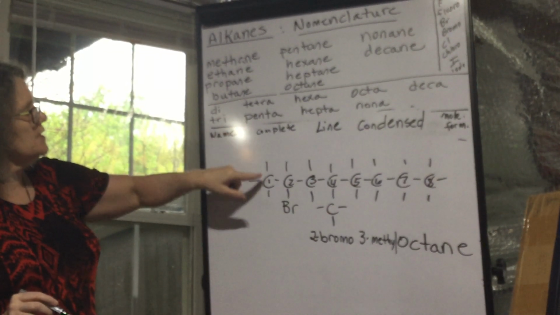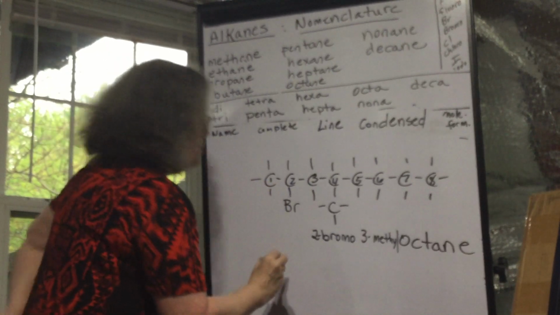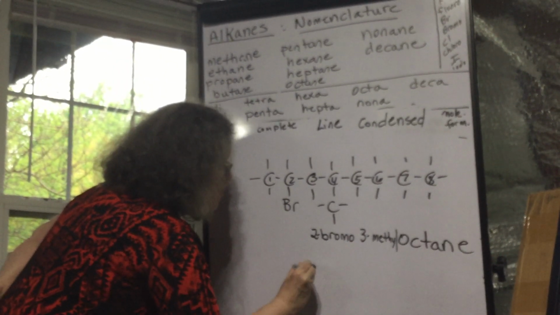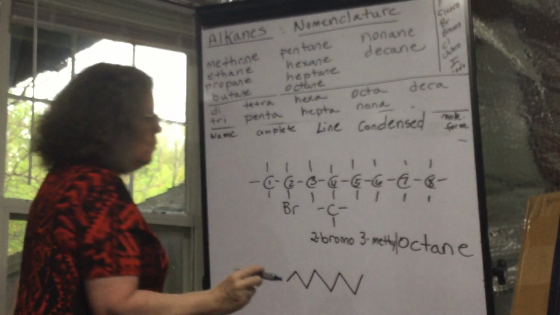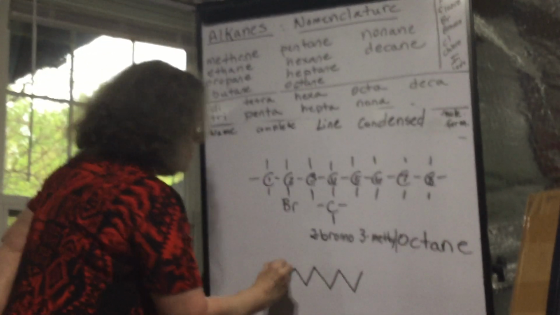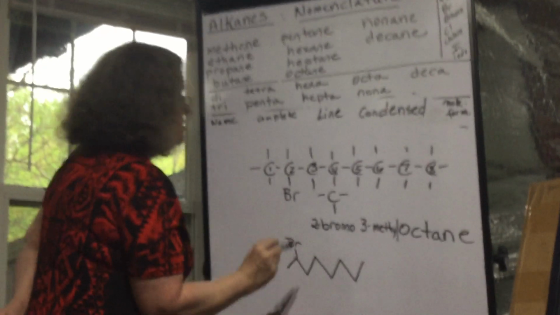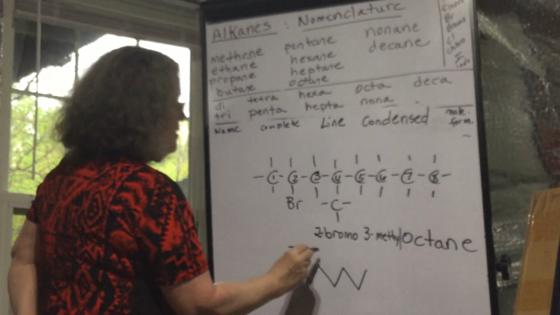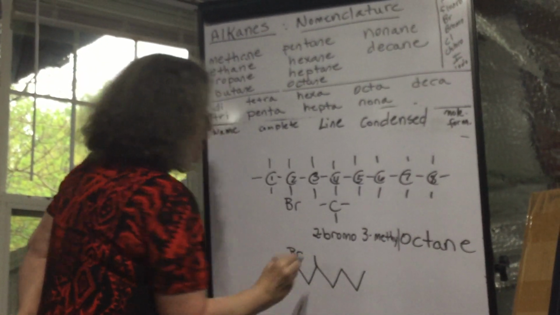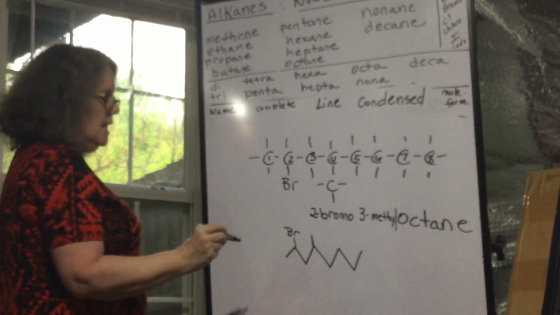We have the complete structure. What would the line structure be? We need 8 carbons. 2, 3, 4, 5, 6, 7, 8. What's on it? On the 2 is a bromo, you can go up or down, it doesn't matter. On the 3 is a methyl group, that's just a straight line. Okay, and boom, we're done.